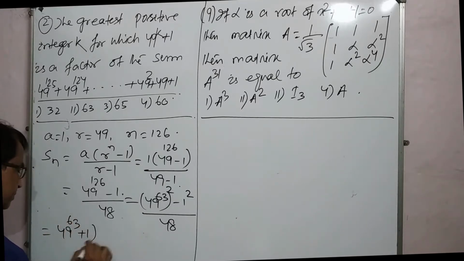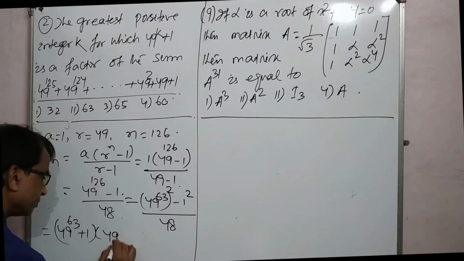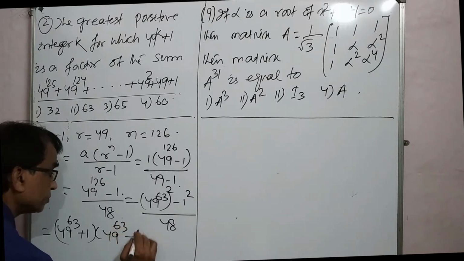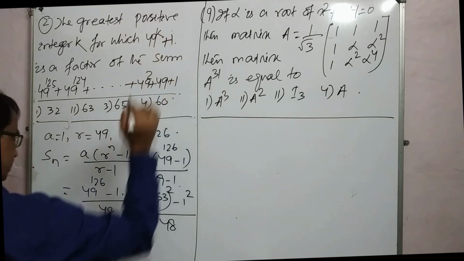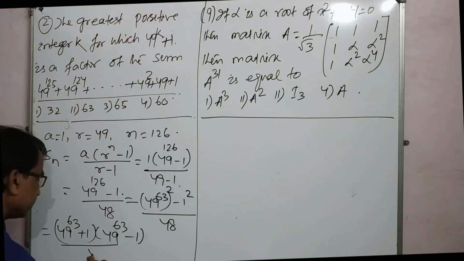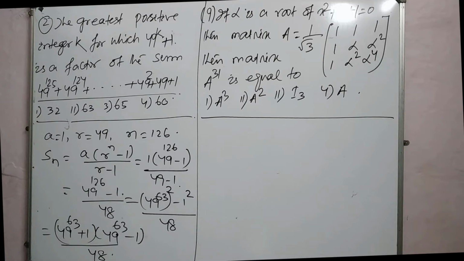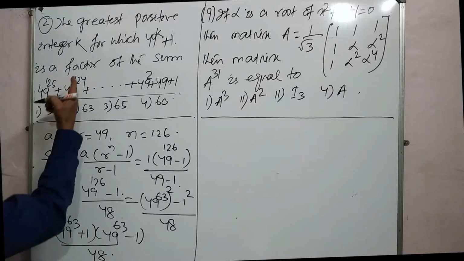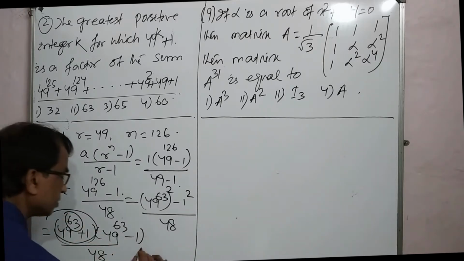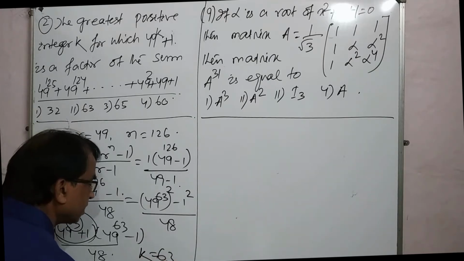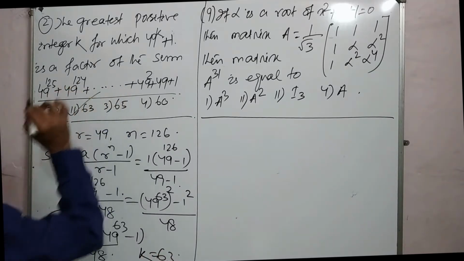splitting it, and this is plus. Now, if you watch carefully, the question is 49 to the power k plus 1. So 49 to the power k plus 1, k is 63. So k is 63 and the option is this one.